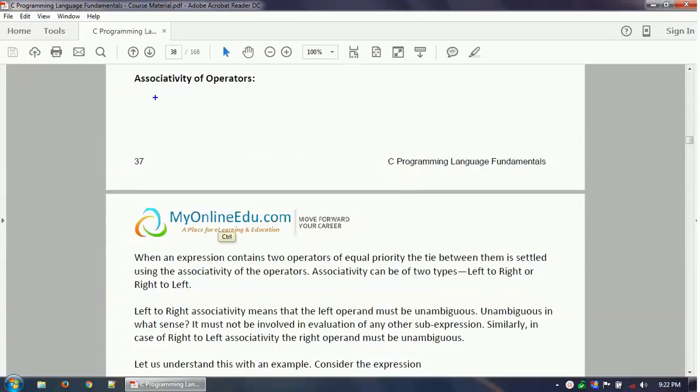Discussion: associativity of operators. This is a very interesting topic also, which you need to know as a programmer. When an expression contains two operators of equal priority, the tie between them is settled using the associativity of the operators. There are two kinds of associativity. One is left to right and another one is right to left. So you need to know which operator has left to right associativity and which operator has right to left associativity. Let's take this with an example.